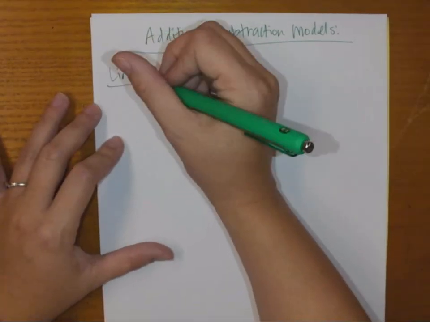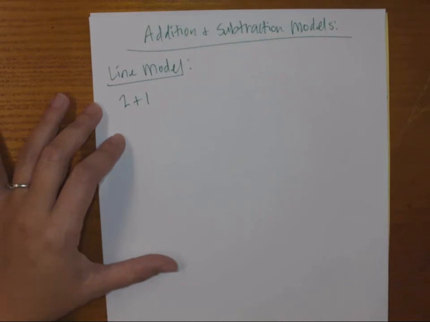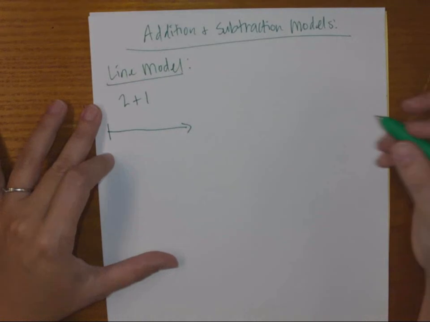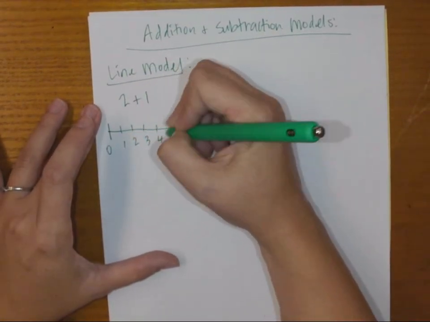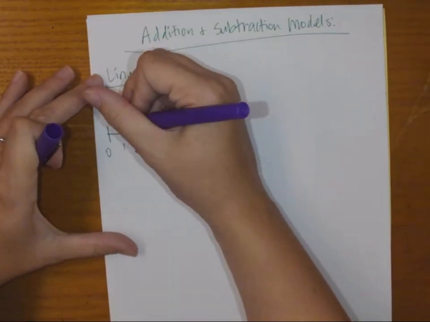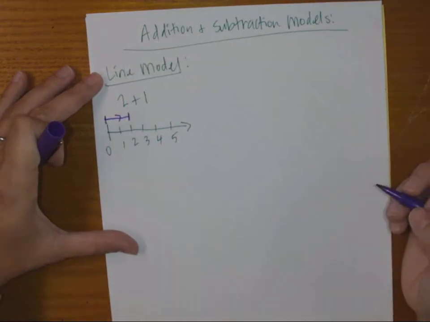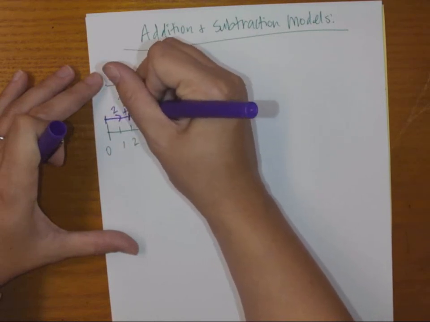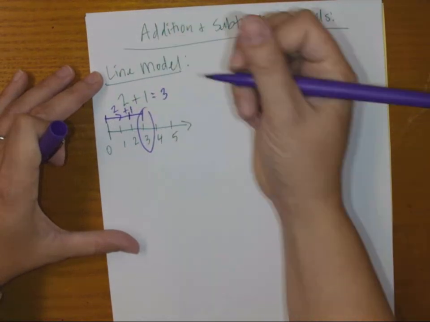So for example, if I wanted to show 2 plus 1 using a line model, I would draw a number line or have a number line out already, and starting at 0, label some numbers on your number line. So showing 2 plus 1, to show 2, I go from 0 to 2. And then if I add one more to it, so from 2, add one more, I end up at the number 3. So 2 plus 1 equals 3.